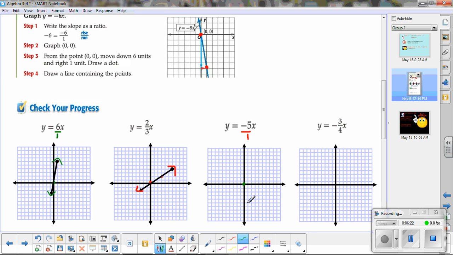But then we're going to run to the right 1. Remember, for a negative slope, you only go in a negative direction once. And if I wanted to, I could go down 5 more and to the right 1 again, just to make my line more accurate when I go to draw it. And arrows on both ends.